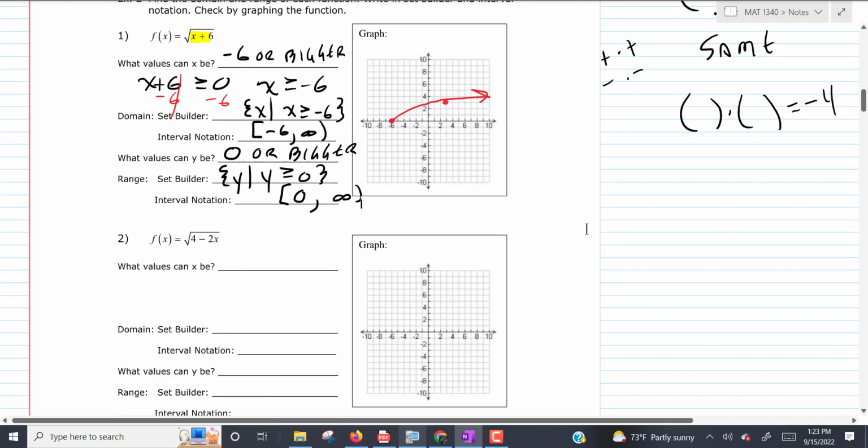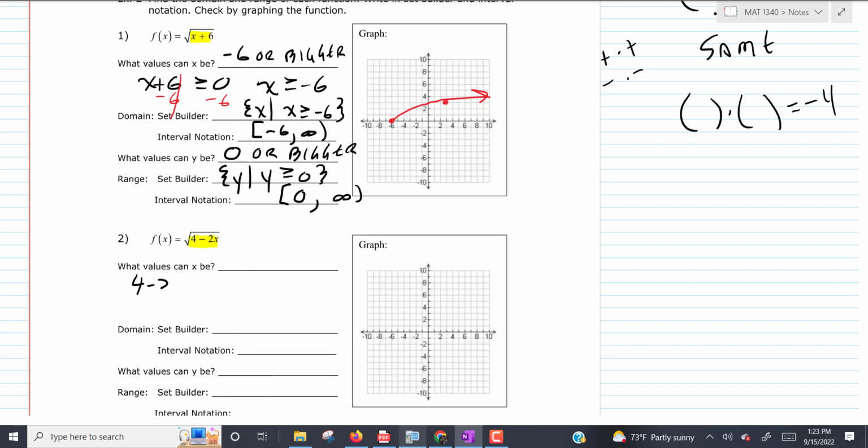The next problem I'm going to do exactly the same way. If you've got a square root function, your whole thought process is that whatever is under the square root symbol must be 0 or bigger. So you set that greater than or equal to 0. We've learned how to solve inequalities. Watch this one carefully. We're going to subtract 4 from both sides. That's going to give you -2x greater than or equal to -4.